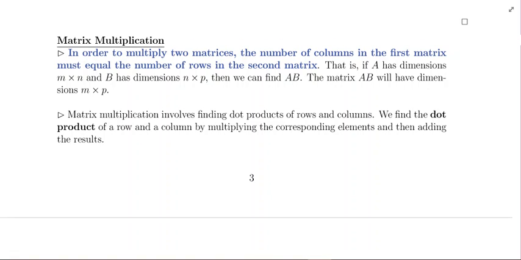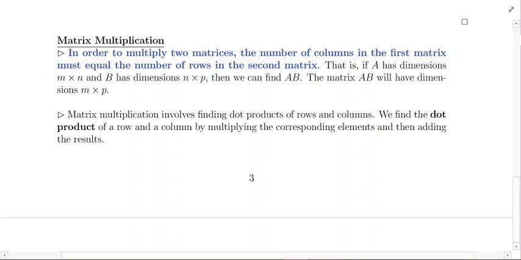In addition to scalar multiplication, we can also multiply two matrices together. So there is a rule. You can't just multiply any two old matrices together. Remember when we were adding and subtracting, there was a rule. In order to add or subtract two matrices, they had to have the same dimensions. Well, there's a separate rule for multiplying two matrices, and it's a little more complicated.